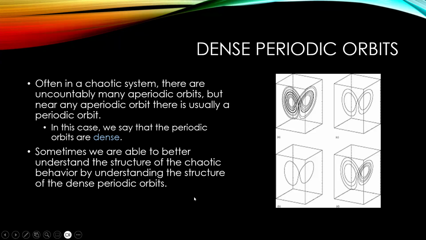Sometimes we're able to better understand the structures of the chaotic behavior by understanding the structures of the dense periodic orbit. And sometimes it'll look like we're following a periodic orbit, and then we'll bounce to something which is a different periodic orbit. So lots of weird things can happen.